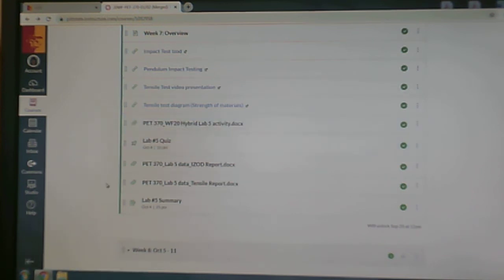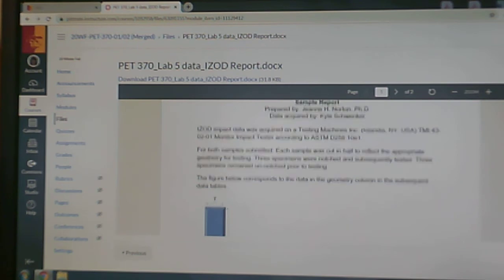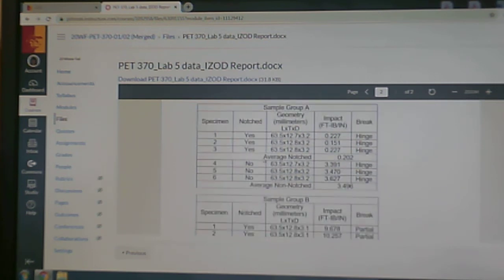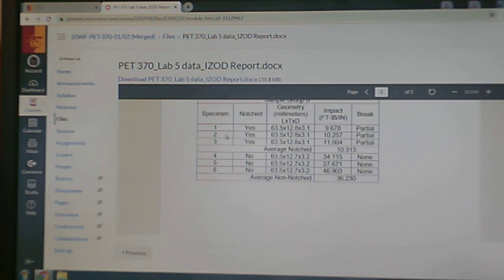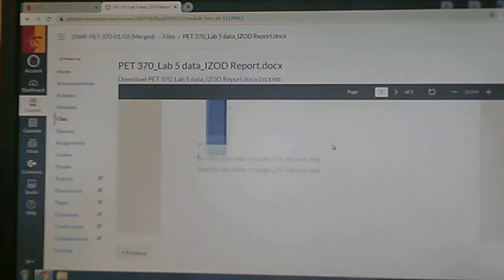In this case, you actually have two different data packets because we had to do two different tests. We did IZOD impact, and then we did tensile testing of these samples. And so for IZOD impact, what we show is, of course, the background on the samples, and then our different sample groups. We did both notched and unnotched samples. So we did 3 of each, 3 notched and 3 unnotched, and then we did the average of all of them for A. And then we also did the same thing for B. So these were notched and these were not notched. And we report the impact strength in foot-pounds per inch below each one as an average. But you can also see the individual data points there.